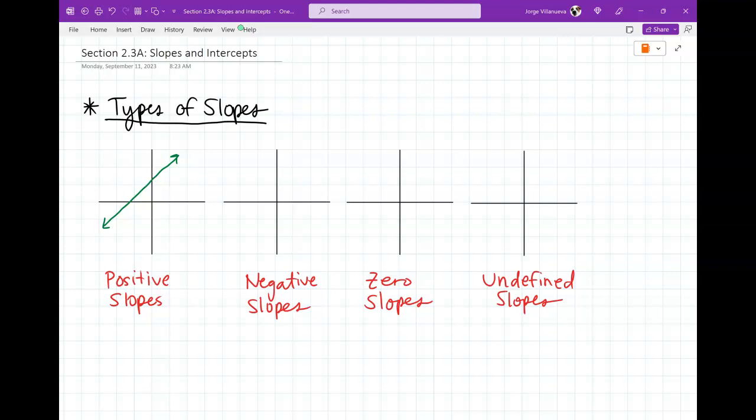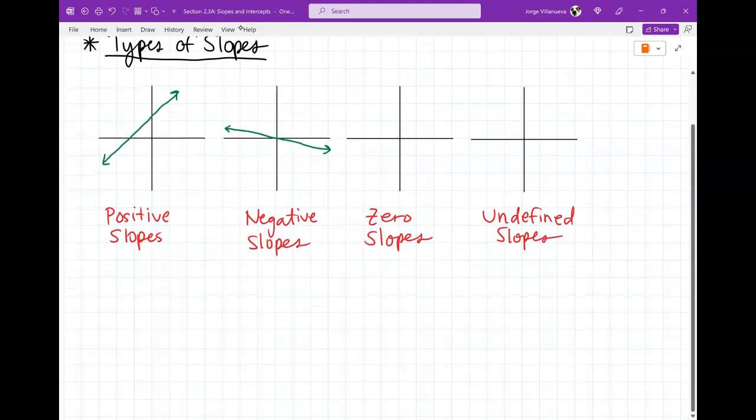A negative slope looks like it's going downhill, right? Again, it doesn't have to be going downhill very steeply. It can be slowly going downhill or really steep. But it has to look like it's going downhill. A zero slope, some people will call it a horizontal slope, but it's a slope that's equal to zero, which basically means that it's just straight across. Flat, straight across.